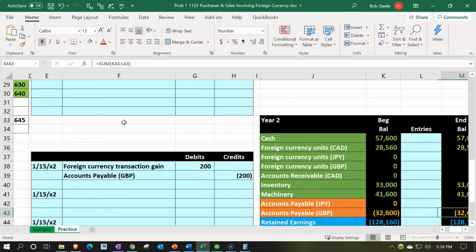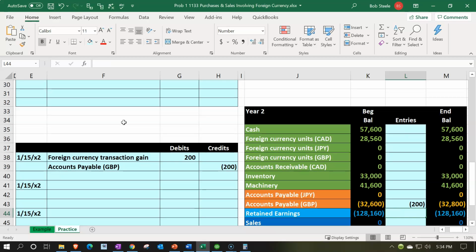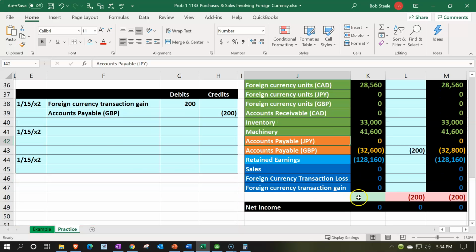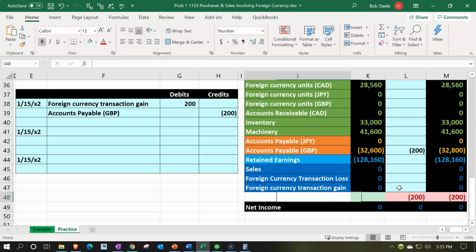Let's post this out. I'm going to say the accounts payable needs to be credit. Whoops, that's the wrong accounts payable. The British Pound accounts payable. 200 brings it up to the 32.8, which we calculated. That's the right number, so that looks good. And then down here, we have in this case a loss.